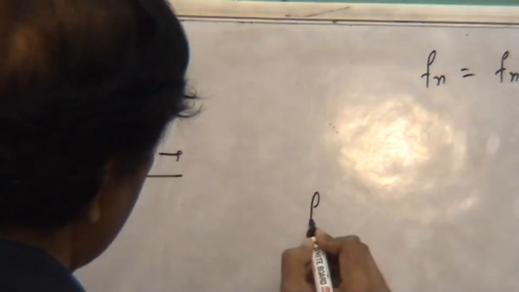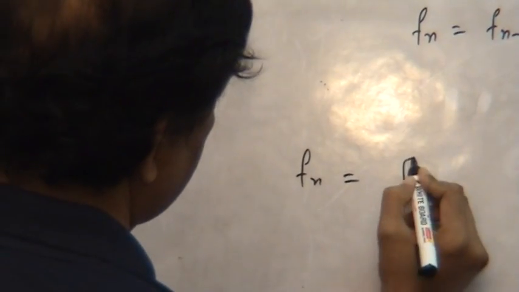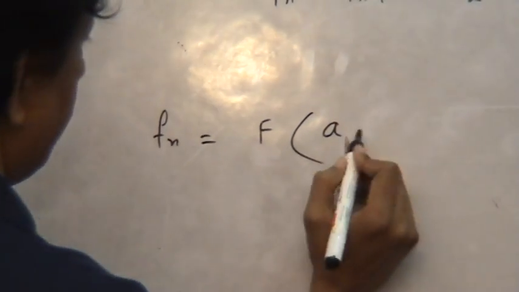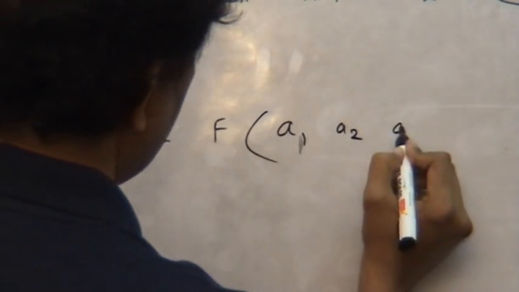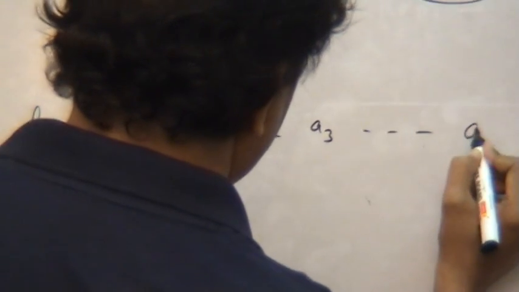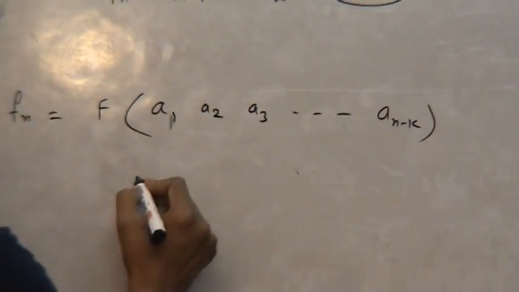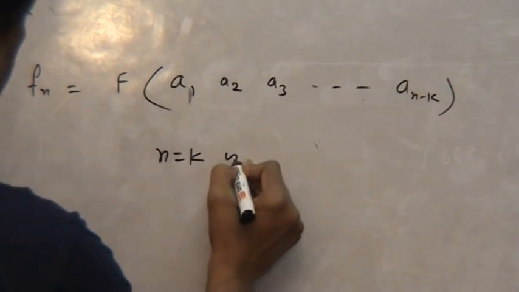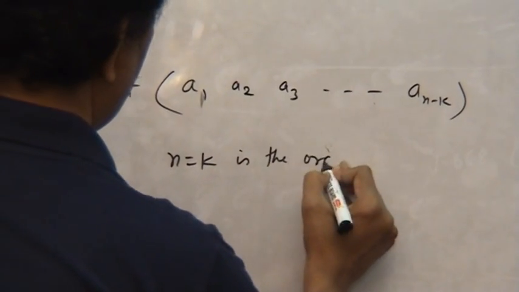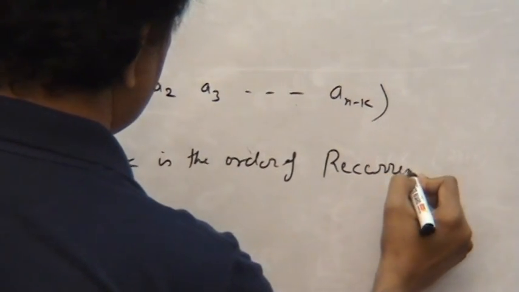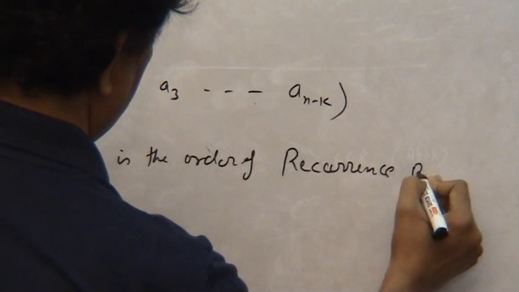Let us say here f of n is a recurrence relation, say it is f of n minus a1, n minus a2, n minus a3, and so on up to f of n minus k. Then k is the order of the recurrence relation.